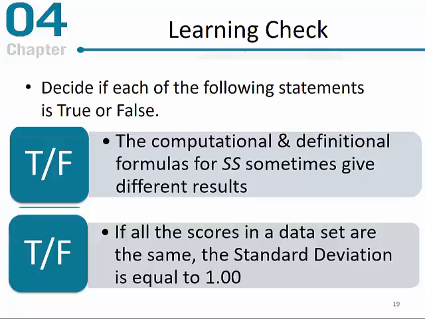This is false. When all the scores are the same, they are all equal to the mean, right? They're all laying right on top of the mean. So their deviation then is 0.